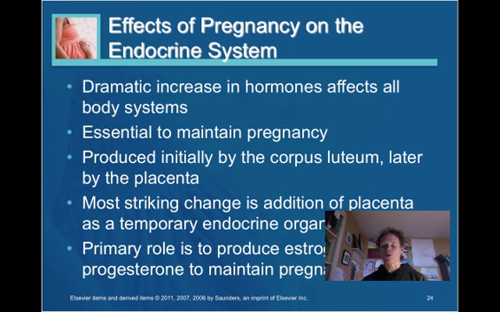produces many hormones. Remember, we talked about the four primary placental hormones. And remember that the placenta actually morphs into an endocrine organ. It's temporary, but it does become an endocrine organ. Its primary role in terms of the endocrine role is to produce estrogen and progesterone in order to maintain pregnancy. The estrogen and progesterone are crucial to maintaining the pregnancy.